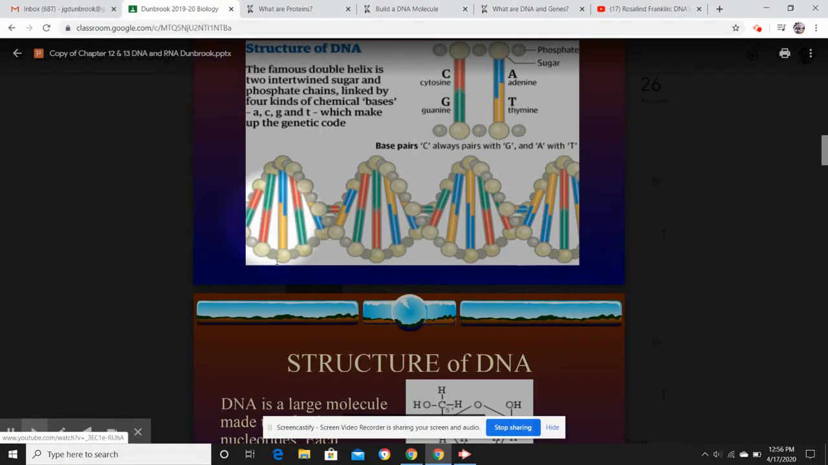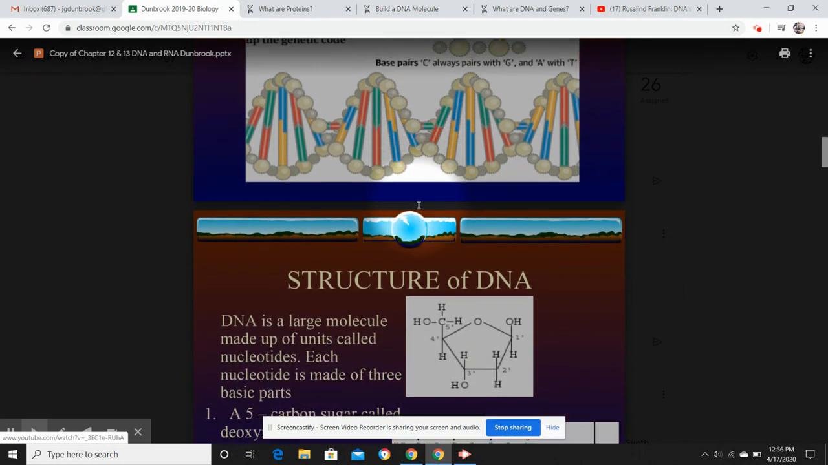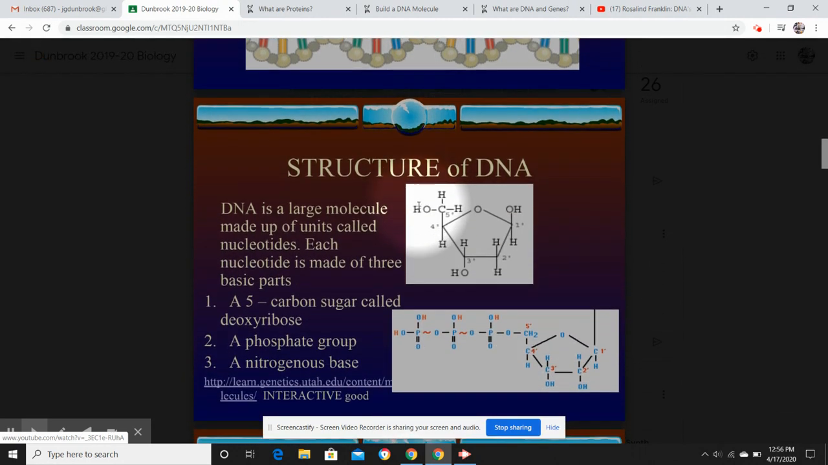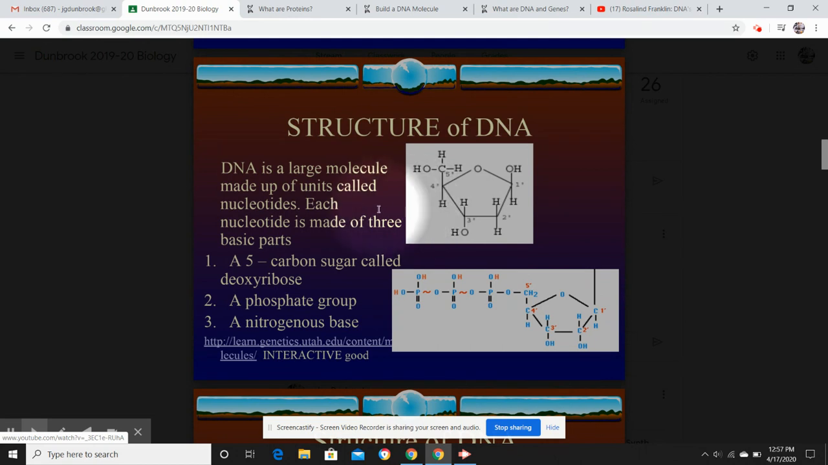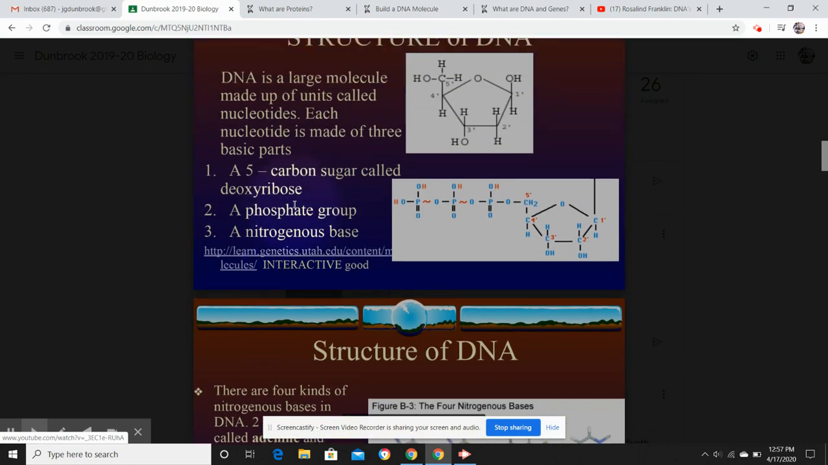This is kind of a conceptual model, right? But let's take a look at if you could see the actual atoms involved here. So let's break it down a little bit further. DNA structure. DNA is a large molecule made up of units called nucleotides. You guys have learned in biology that structures always contain building blocks. The building block of DNA is 1 nucleotide, and I'll show you what that is. Each nucleotide contains 3 parts, just like you kind of saw up here in this ladder.